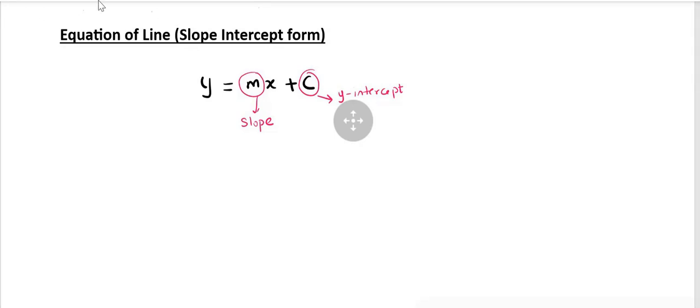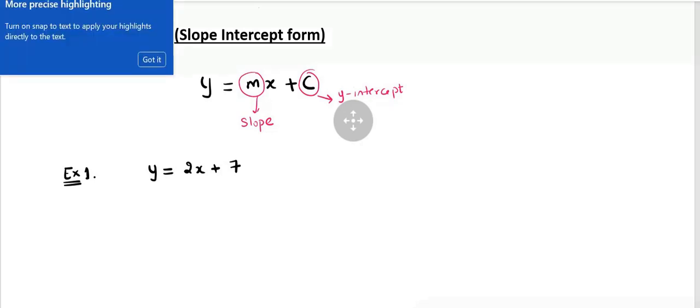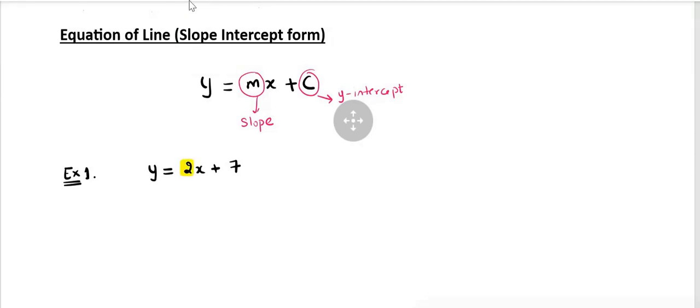Let us see with the help of an example what the slope and intercept of some lines are. Suppose you have the line y equal 2x plus 7. Comparing this with the standard form of the line, we say that the coefficient of x is nothing but the slope. So here in this case, slope is equal to 2 and y-intercept is the constant without x.